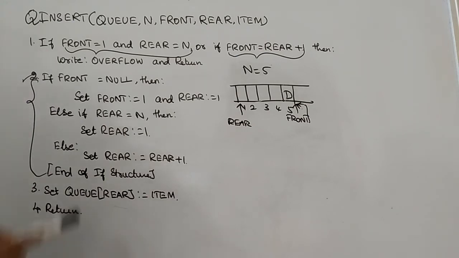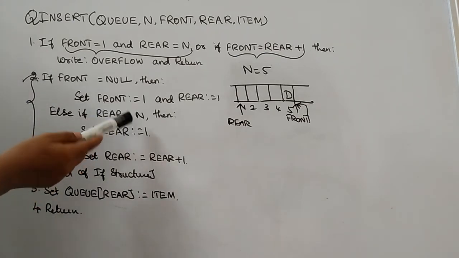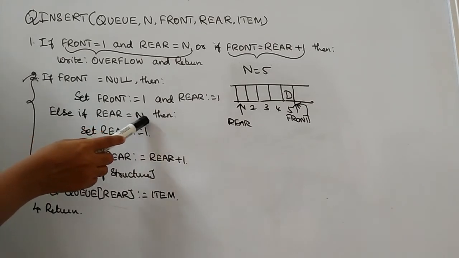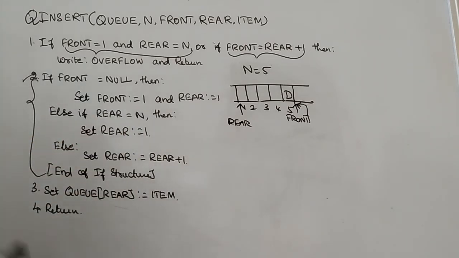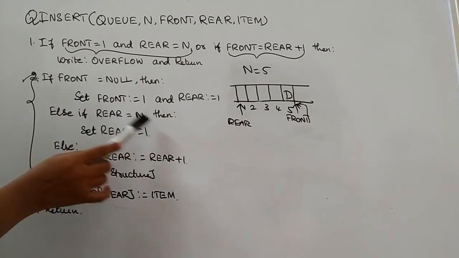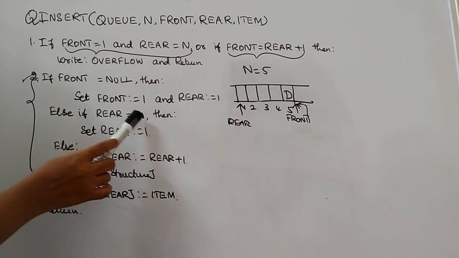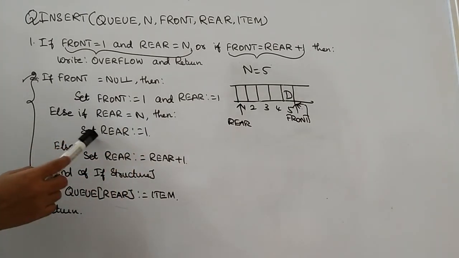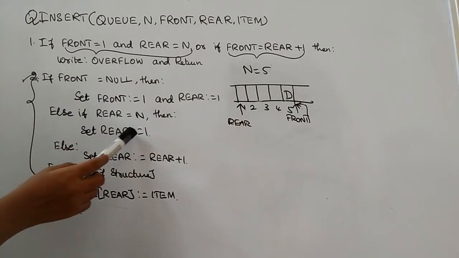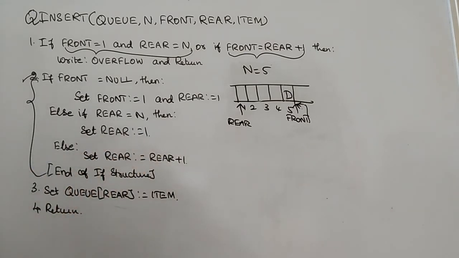So that's why there is no necessity to check for the value of front end. It's enough to check for the rear end alone. That's why here we are checking: else if rear is equal to n, then we are resetting rear := 1.